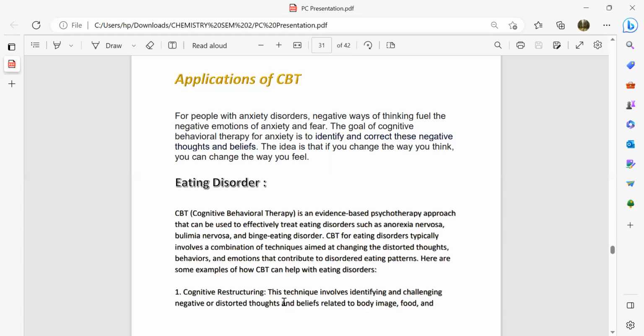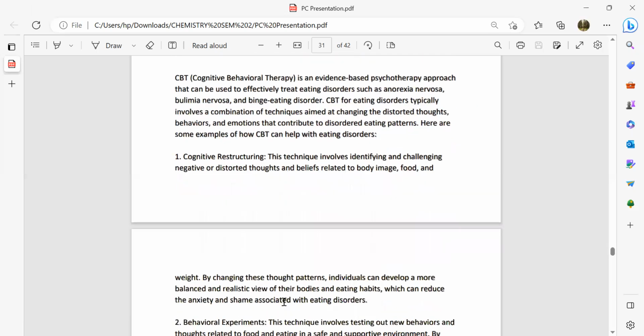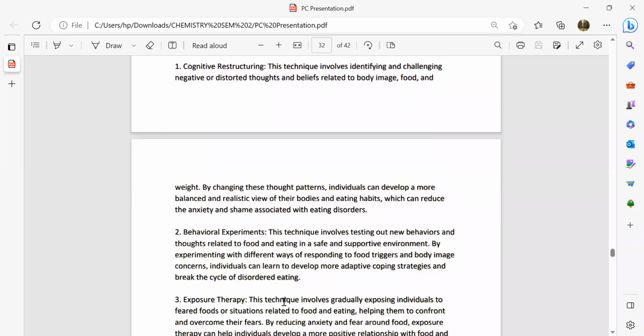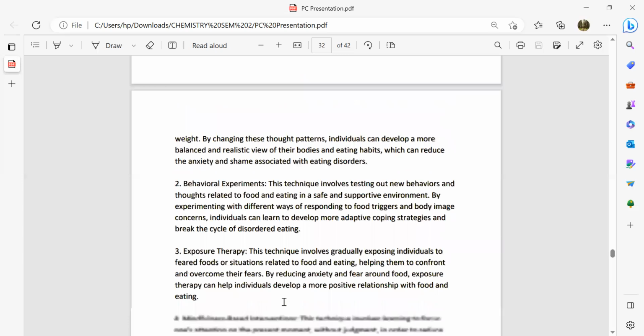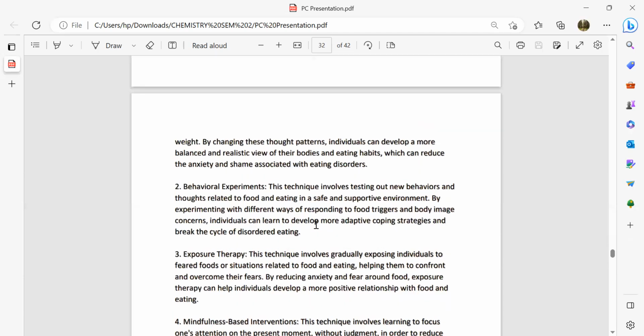This technique involves identifying and challenging negative thoughts and beliefs related to body image, food, and weight. In behavioral experiments, the technique involves testing out new behaviors and thoughts related to food. Exposure therapy. This technique involves gradually exposing the individual to feared foods or situations related to food and eating.